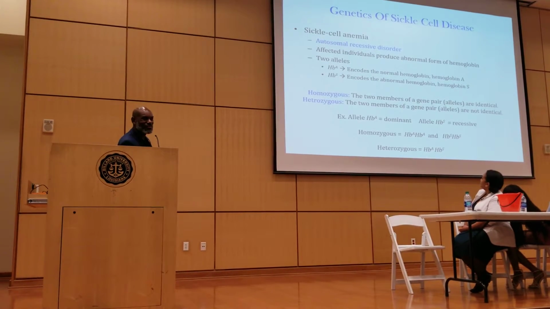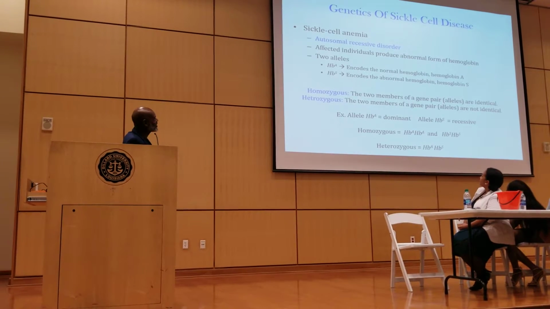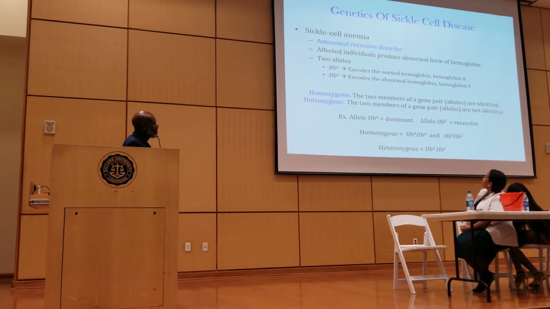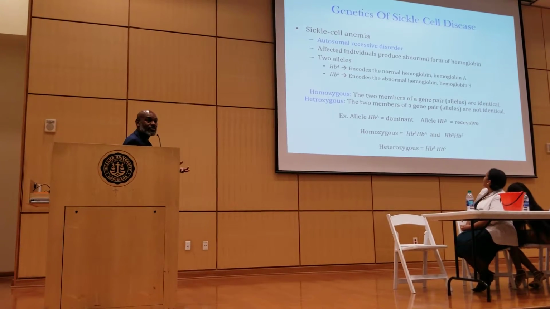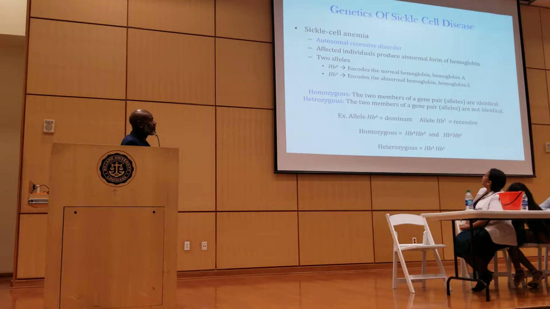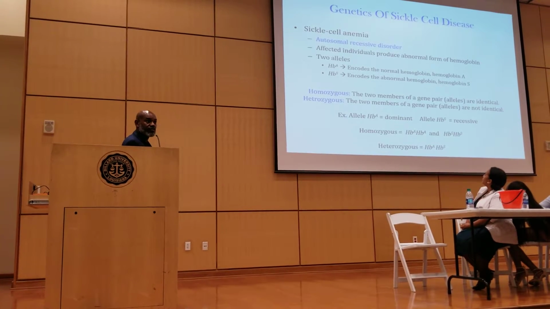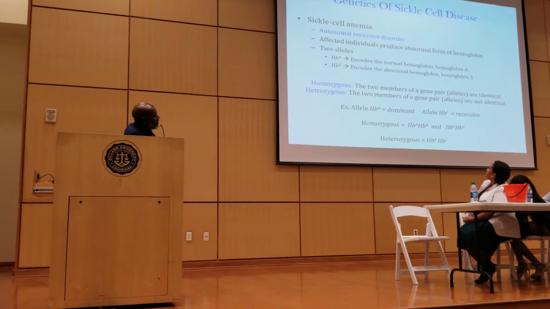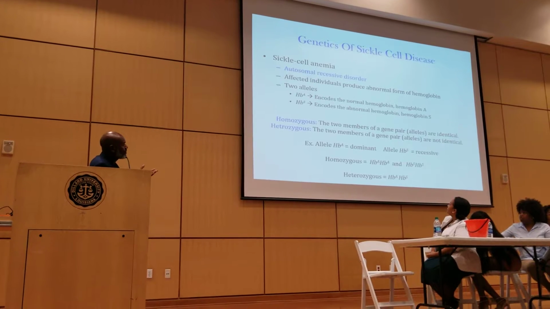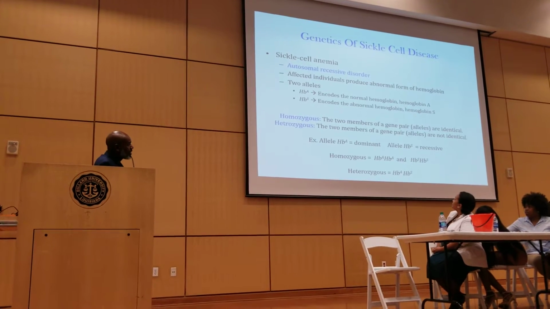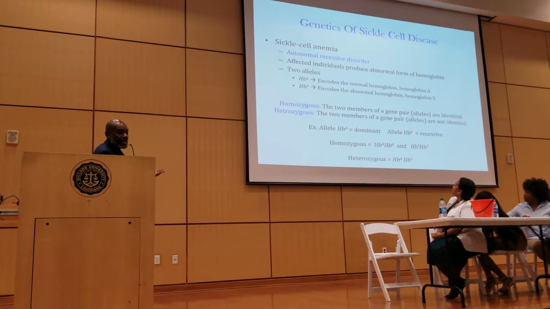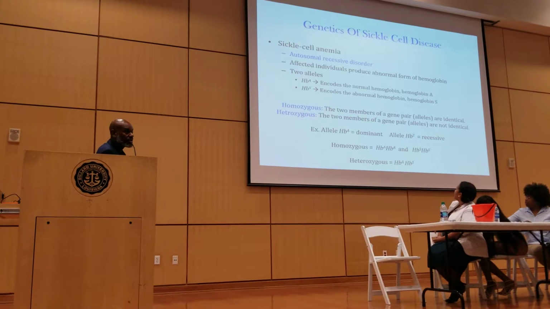We have to get a couple of terms before we go to the next slide and look at how it's inherited. We have two terms, homozygous and heterozygous. The prefix homo means the same, so the two members of that gene pair, or the alleles, are the same. If it's heterozygous, hetero refers to different, and so the two members of the gene pair are different from one another. I've provided examples of those for you here. The two alleles we have: the dominant is the HBA, whereas the recessive is the HBS. A homozygous individual who is normal would be HBA HBA. The two alleles are the same or identical to one another.